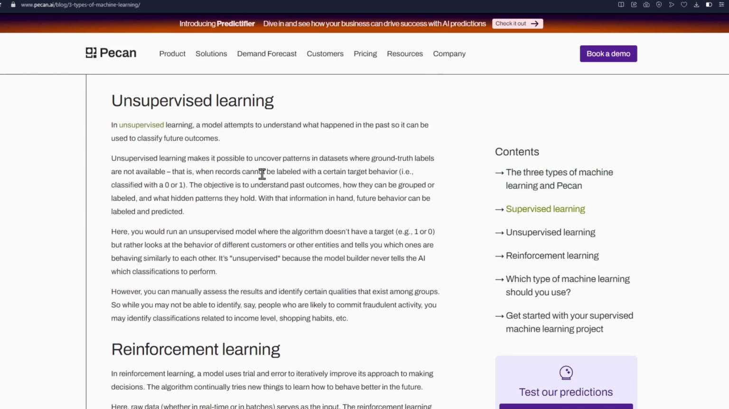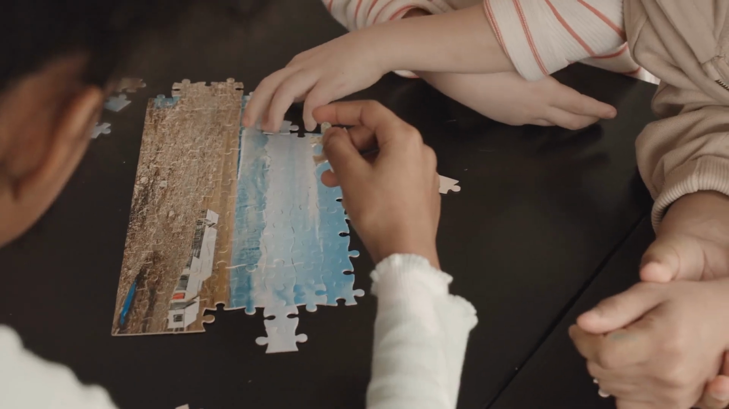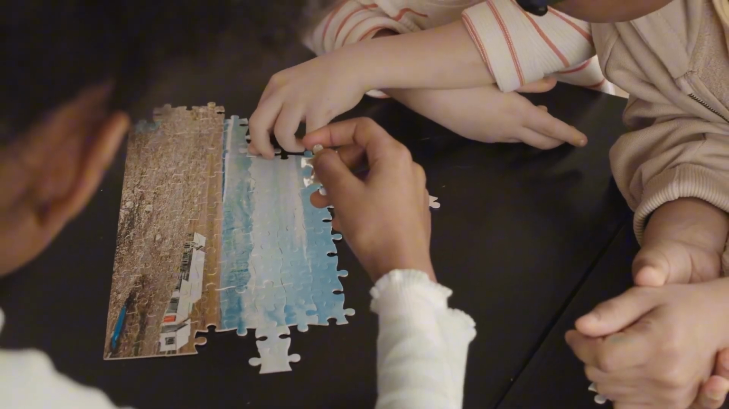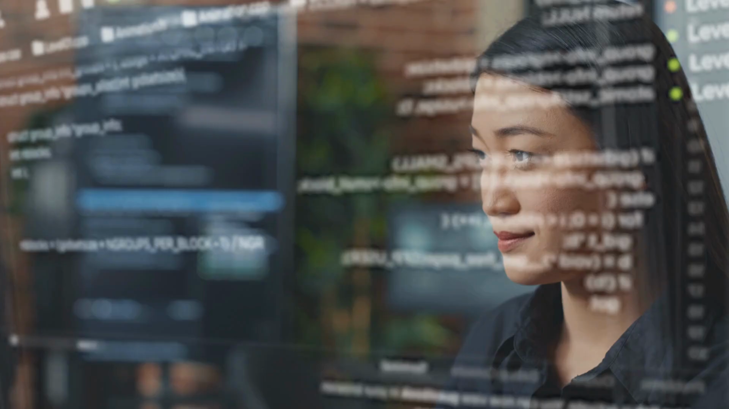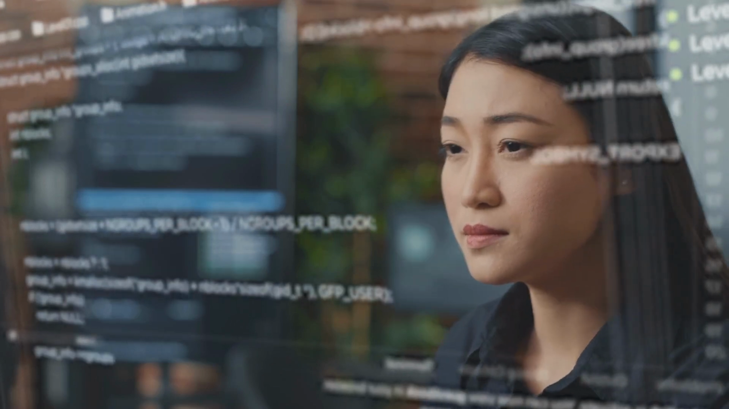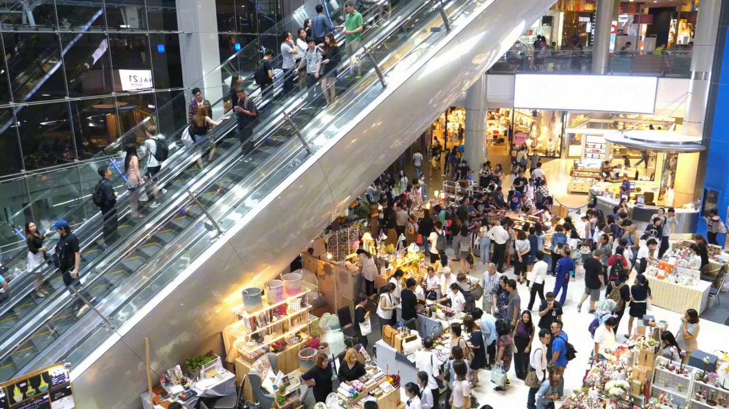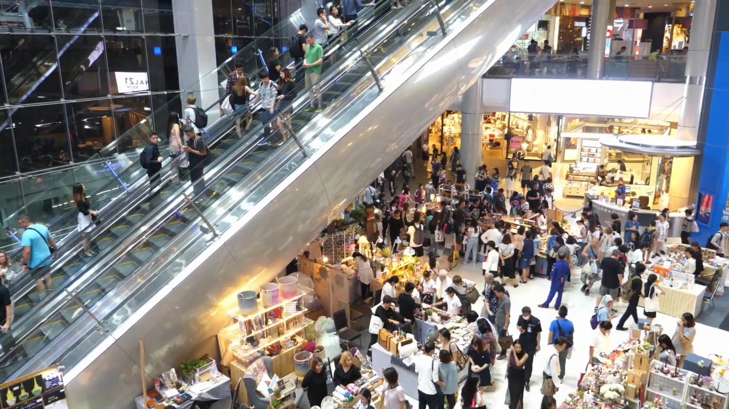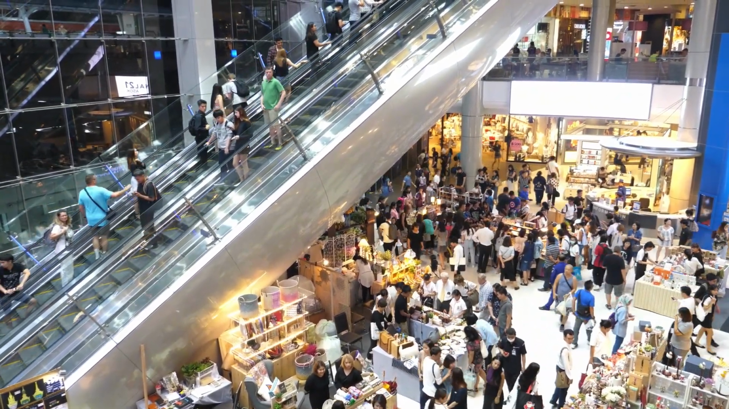Unsupervised learning, on the other hand, is a bit more adventurous. Here, the data doesn't come with labels. It's like giving a student a jigsaw puzzle but not showing them the picture on the box. The machine's job is to find patterns or groups on its own. For example, businesses use unsupervised learning to segment customers into groups based on purchasing habits. This way, they can create targeted marketing campaigns without needing explicit labels like big spender or casual buyer.